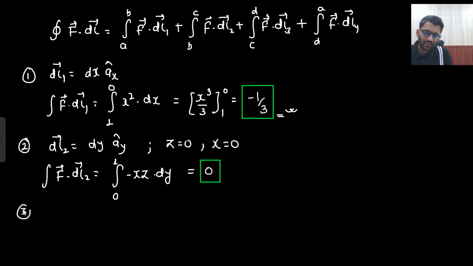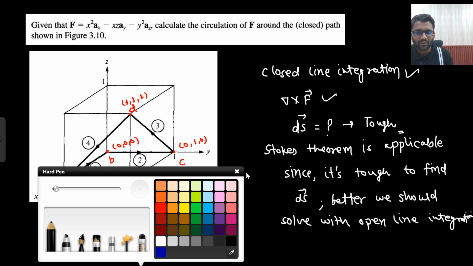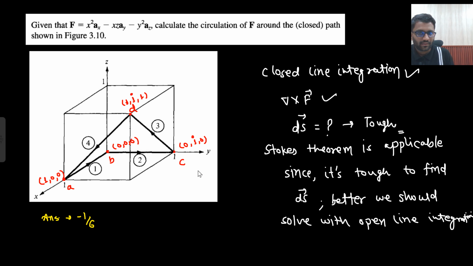Let's see the third one. dl3. What will be dl3? What all things are changing? What do you think? Here your y is constant. Y is at 1. This is also at 1. X, Y, Z you have written. Y is constant. What all things are changing? Only X and Z are changing. Are you getting this point or not?